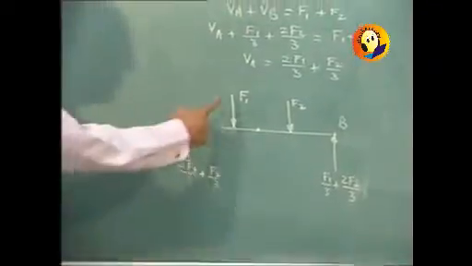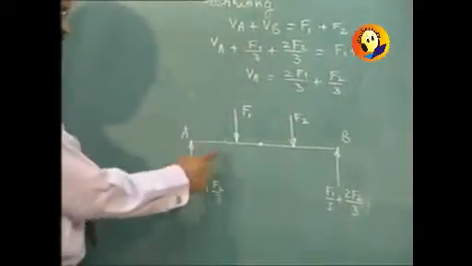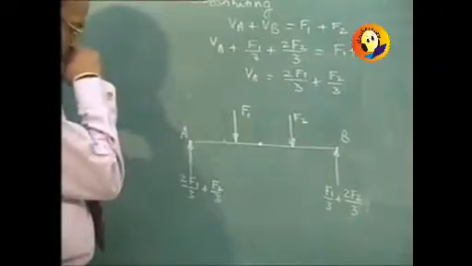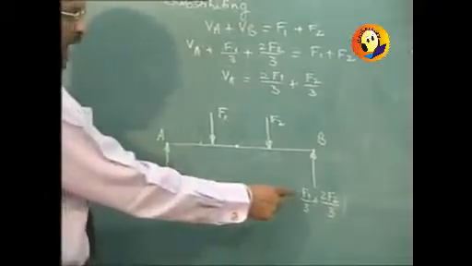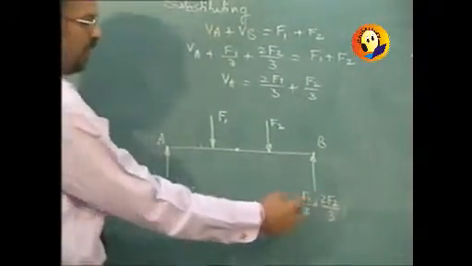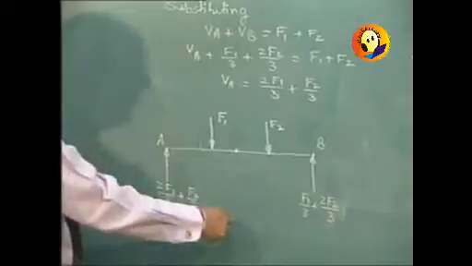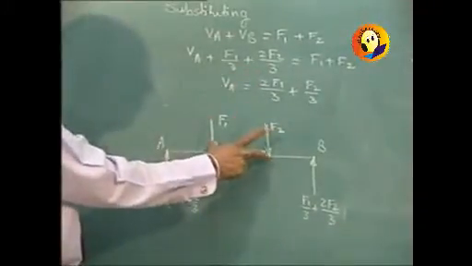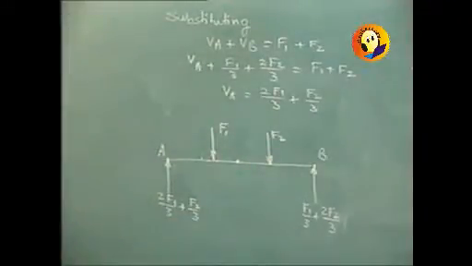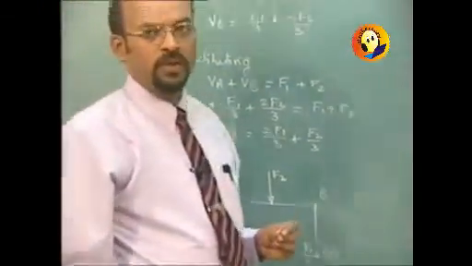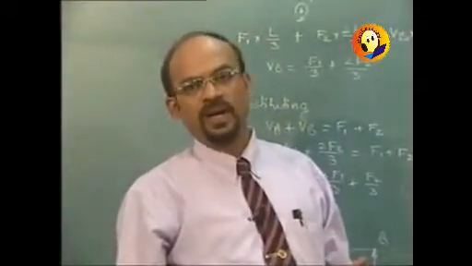And if F1 is equal to F2, say F in each case, then the reaction at A will be 2F by 3 plus F by 3, that is F, and again F by 3 plus 2F by 3, it will be F, and you will find that again symmetry has worked out. The net downward load was F plus F, that is 2F. Each reaction will be F in this case because of the symmetry. So for a single load, the reaction can be found out. For multiple loads, we can find out the reaction.